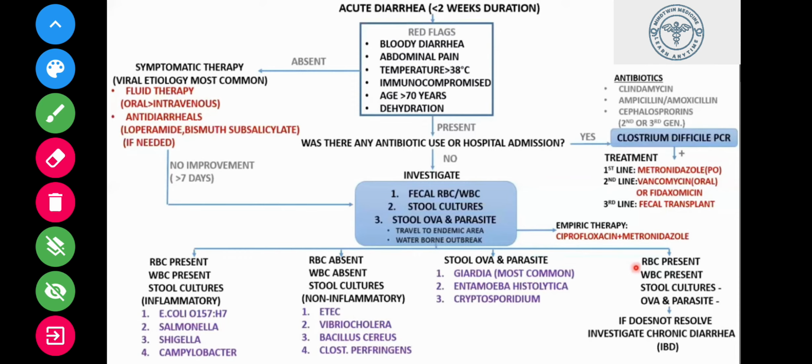And RBC is present, WBC is present, stool culture where you will see ova and parasite also present. If it doesn't resolve, investigate for chronic diarrhea, that's also called IBD. Okay, these could be the reasons. After all this checking, if these are absent or if it does not resolve even after the treatment, then you can check for chronic diarrhea.